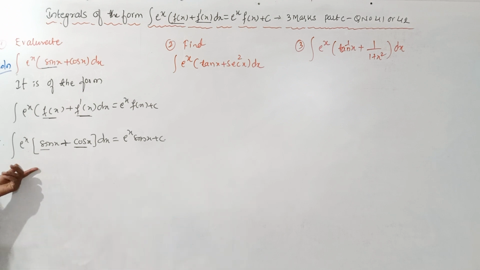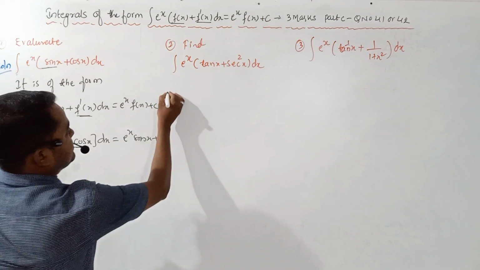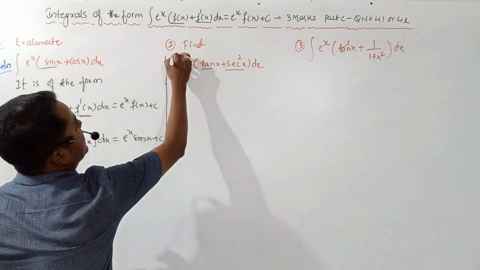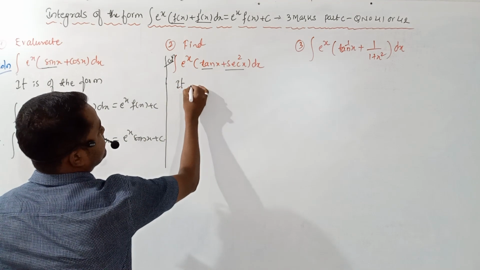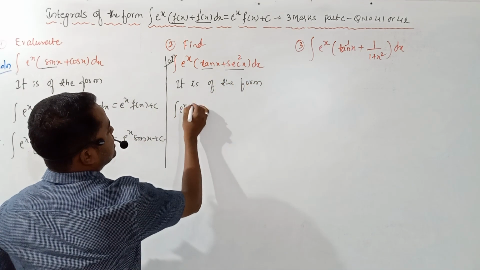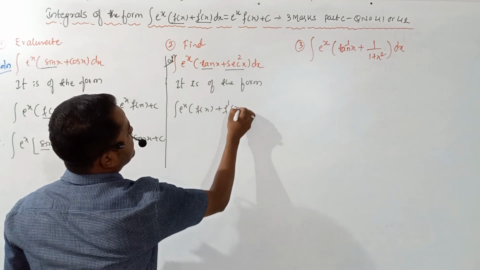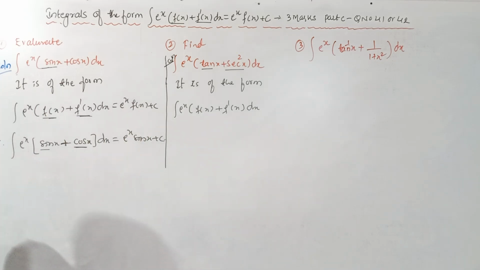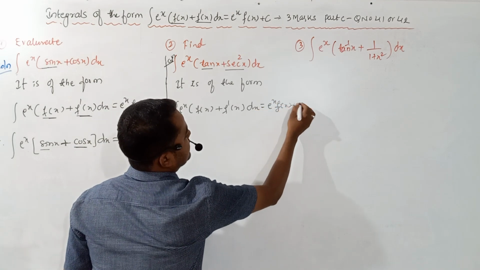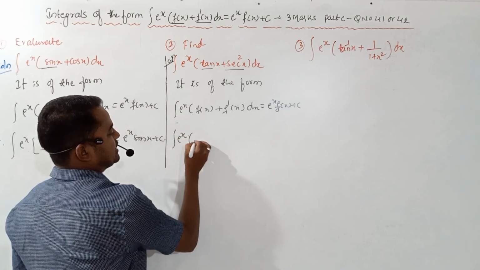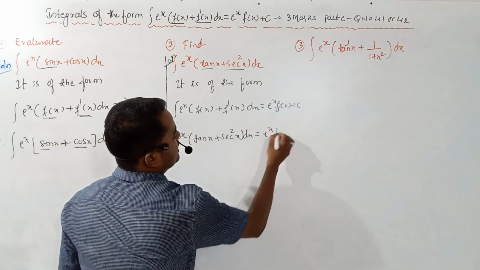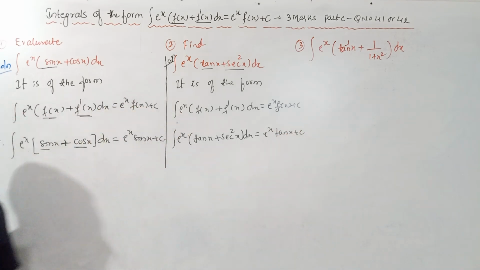Any doubts? Next, in the same way, the second problem. The derivative of tan x is sec square x. Write the solution first as it is. It is of the form integration of e raised to x f of x plus f dash x dx is equal to e raised to x f of x plus c. Now, integration of e raised to x tan x plus sec square x dx is equal to e raised to x tan x plus c.